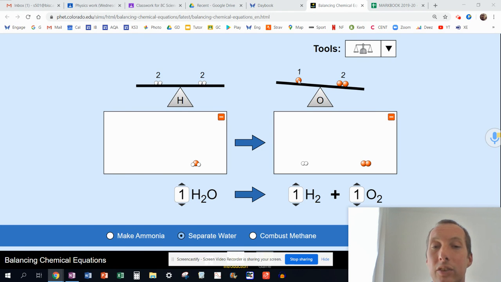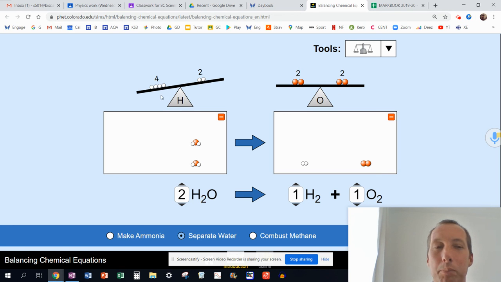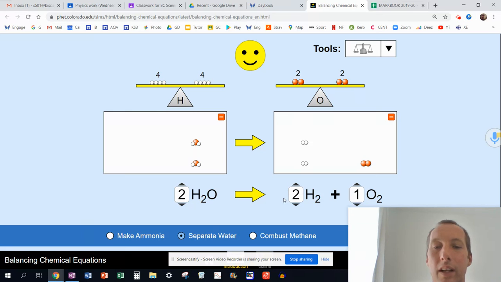So let's add an extra oxygen before. Well, I can only add an extra oxygen before by putting an extra water molecule in. So I've knocked that up. So my oxygen is now sorted, but I've unbalanced the hydrogen. So I need twice as much hydrogen afterwards. I've got 2 at the moment, but I need to change that to 4. So here's my 2 hydrogens in each molecule. I knock that up to 4, and now I've got a balanced equation. Same amount of hydrogens before as after, same amount of oxygens.